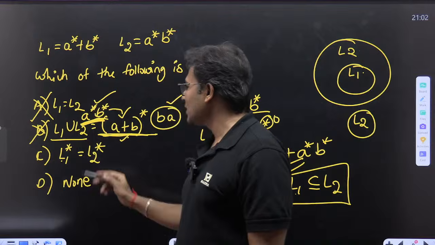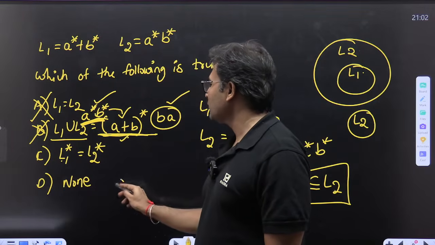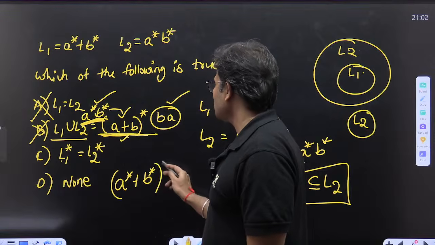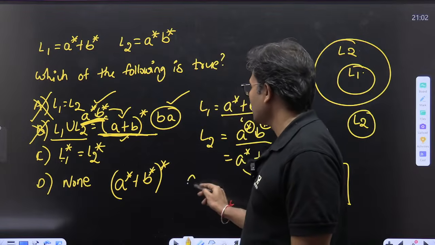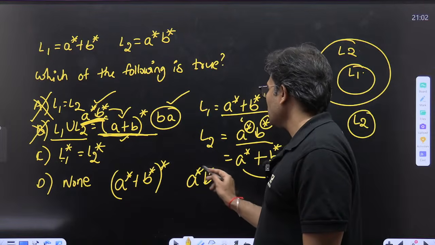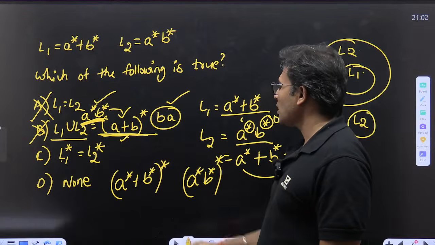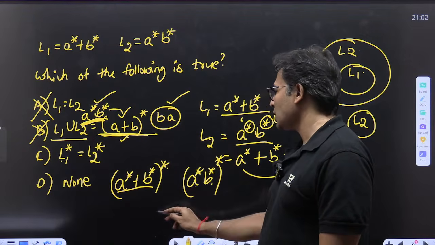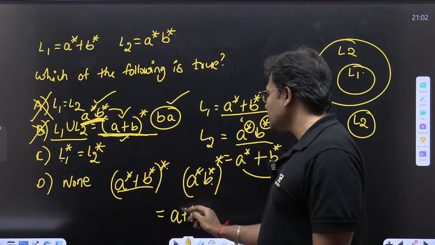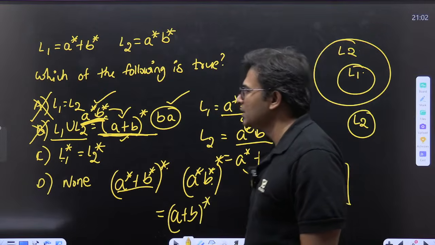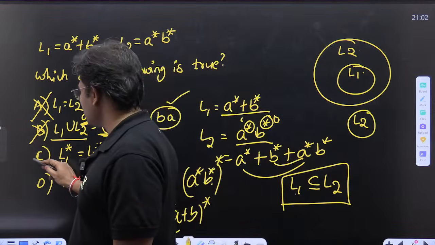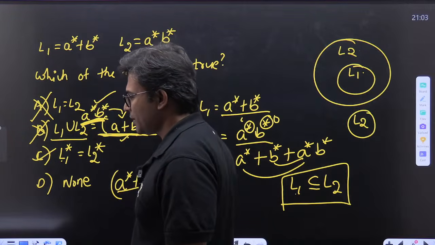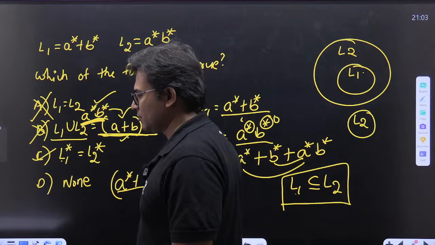Now let us see L1 star equal to L2 star. What is L1 star? A star plus B star whole star. What is L2 star? A star B star whole star. I gave you the formulas. A star plus B star whole star and A star B star whole star both are equal to A plus B star only, the universal language, right? So C is the answer, right? Okay.